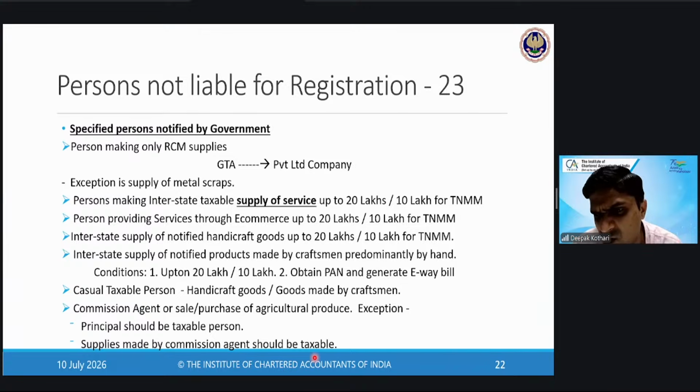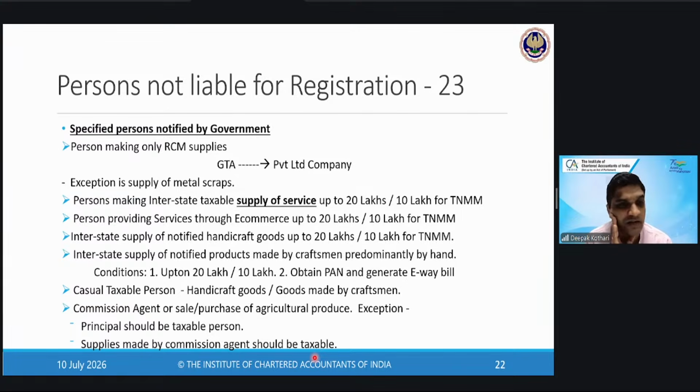Person providing services through e-commerce is interstate means registration compulsory. No. If he's making supplies through e-commerce, it doesn't mean it will be interstate and he has to take registration. There's a separate category that if you are supplying through an e-commerce operator, then you have to take registration immediately. That's why he will take a registration.